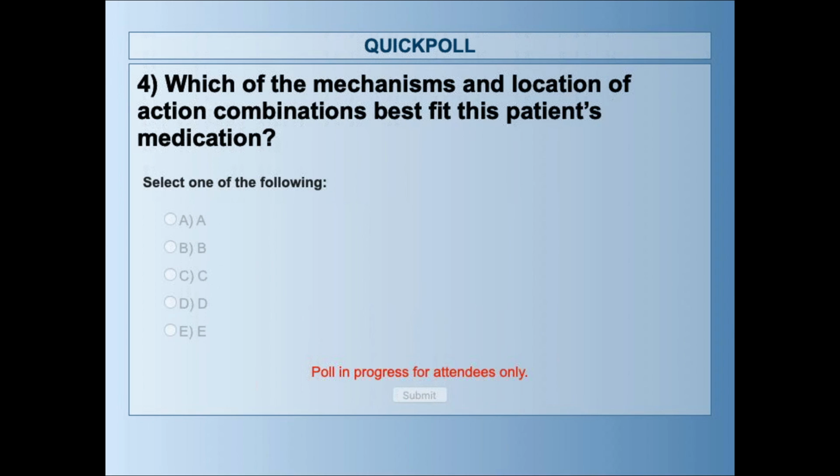All right, I see the answer choices coming in. I'll give all of you a few more moments here. All right, looks like that's about two-thirds of you. So let's take a look and see what you selected.